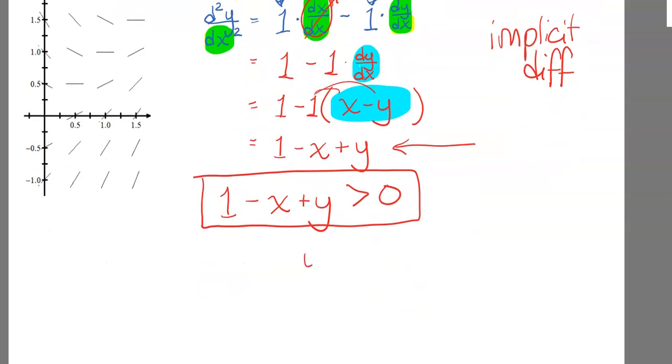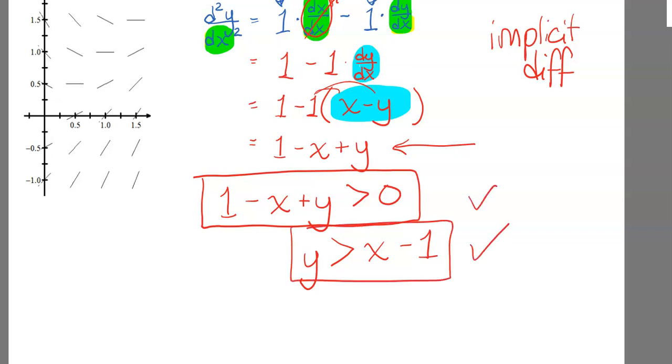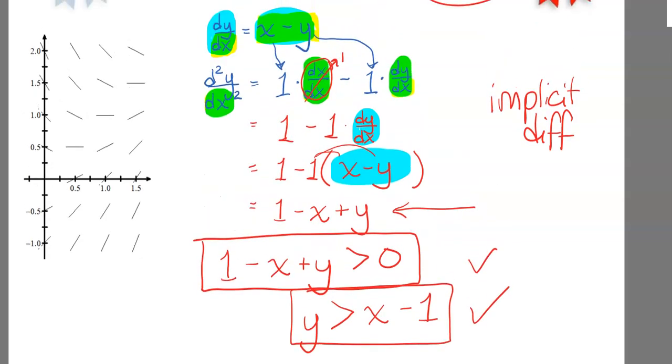If we rearrange this a little bit, I like to isolate the y, I'm better at visualizing that way. I can add x to both sides and I can subtract 1. That's fine too. Anything equivalent is fine. But this version at the bottom helps me see what's happening. If I graphed y equals x minus 1, then I would be following these little guys, a nice straight line.